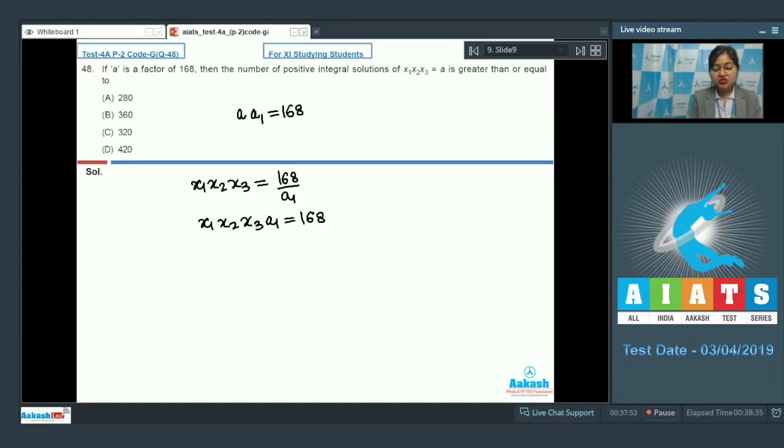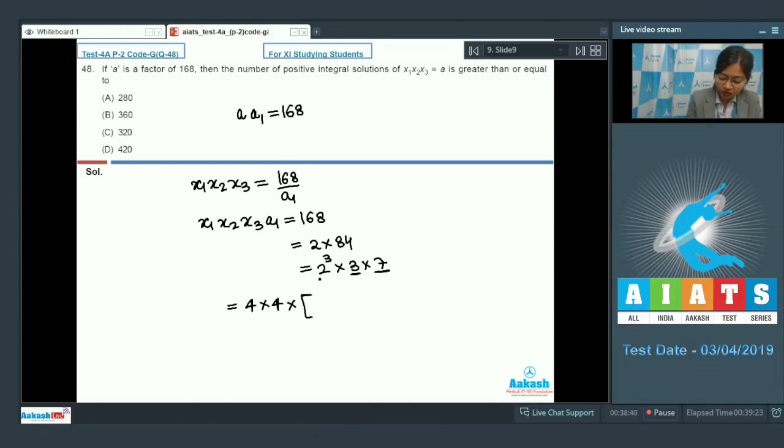Now we have to find the positive integral solutions of this equation. Now we know how to find it. We can write 168 equal to 2 into 84. That can further be factorized as 2 cube into 3 into 7. Right? Now to find its positive integral solutions, let us see. Now 3 can be assigned to x1, x2, x3 or A1 in 4 ways. Right? 3 can go to any of these 4 values in 4 ways. Similarly, 7 can also be thrown to any of the 4 in 4 ways.